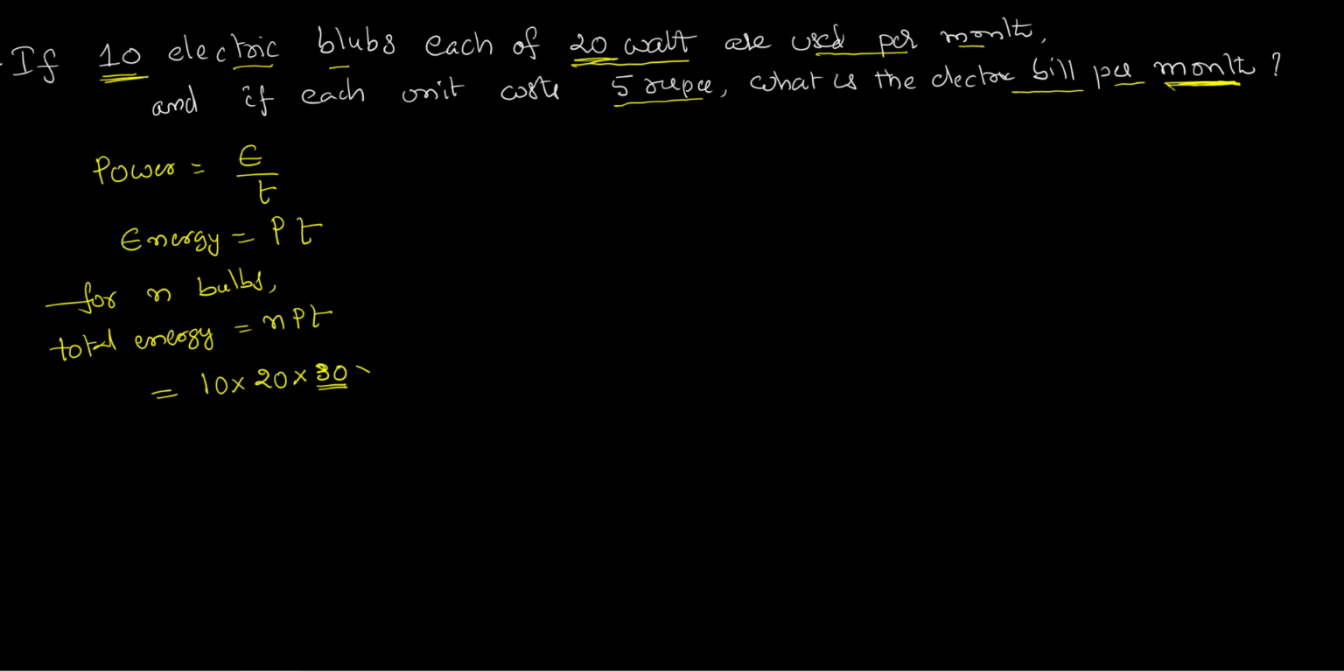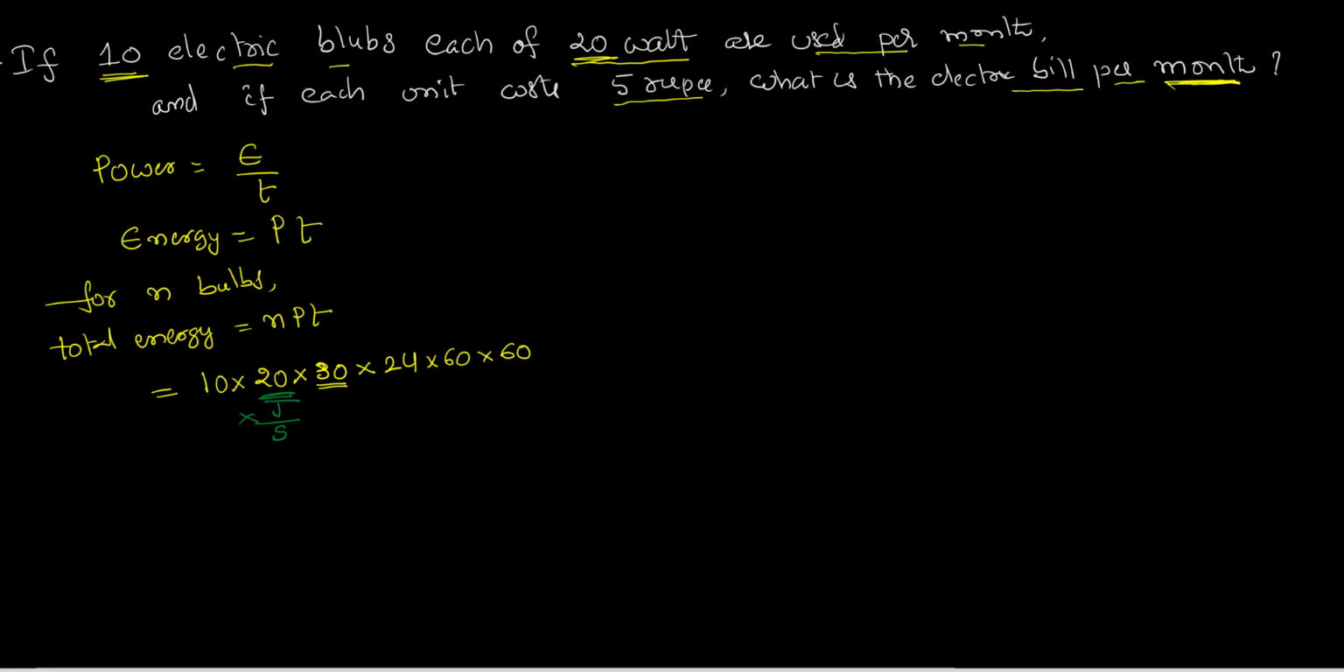So 1 month is 30 days. Each day has 24 hours. Each hour has 60 minutes. Each minute has 60 seconds. Then it makes all of this into the SI system, right? So if you look at the unit of the power, here 20 watts, watt is actually what? Joule per second. N is a number which won't have any unit.